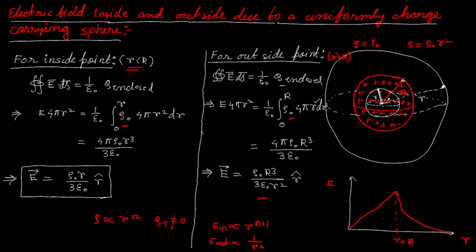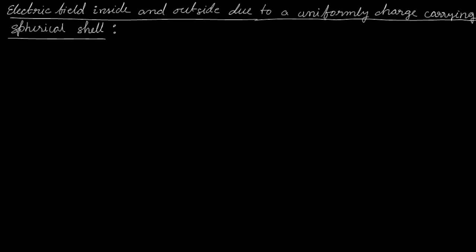That means charge was distributed over the volume in this case. In the second case, we are assuming a charge carrying spherical shell, but in this case charge is uniform. That means now, since it is a spherical shell, charge will be distributed over the surface only, and uniform means every point on the surface has the same constant charge density.